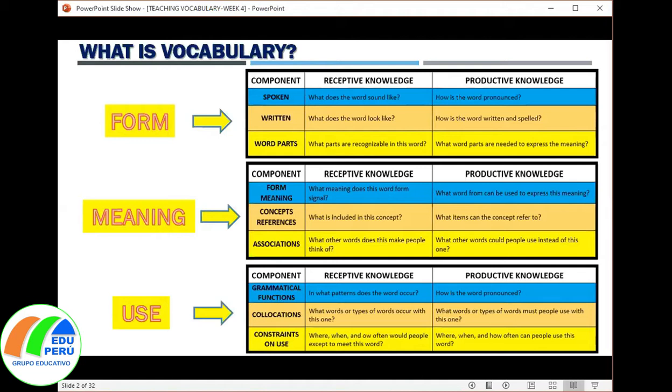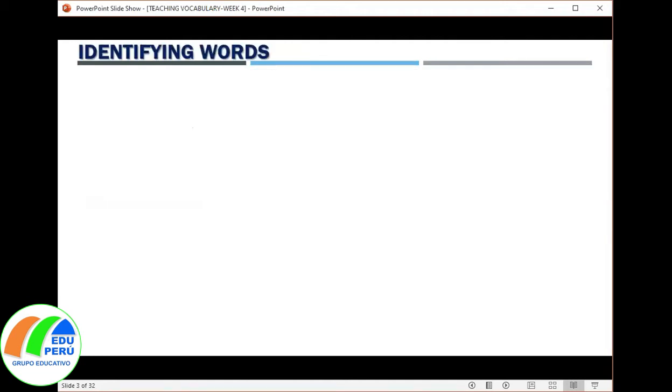Remember that a word has different meanings. Sometimes a word has different meanings according to the context you're using, the place you're using it in a sentence, or the function of the word. So it's important to know these aspects in a word, in a bigger aspect in the vocabulary.